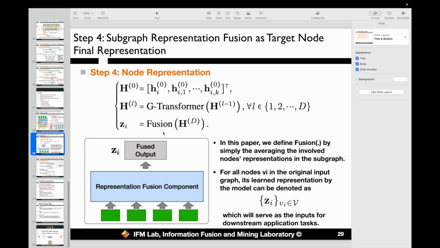So how can we define this fusion function? We can define this fusion as the average of all the involved nodes in the subgraph based on their embedding vectors. So this is for one single node, z_i. In a similar way, we can learn all the node embedding vectors in the input graph by following a similar process. So for all the nodes v_i in the input graph, we can learn its embedding vector by the model as z_i as we show here, which will be further served as input for downstream application tasks to be started later. So this is the process we learn the embedding vectors for the nodes in the graph via the pipeline.